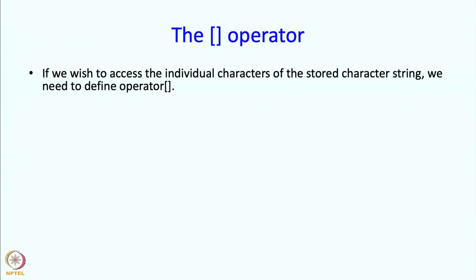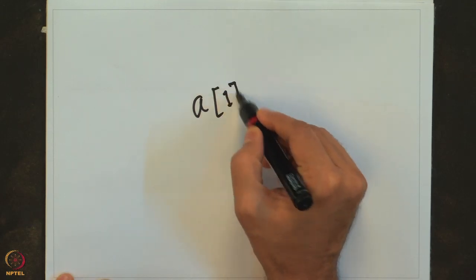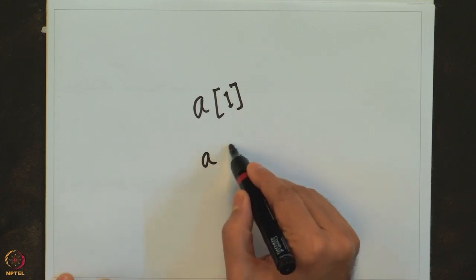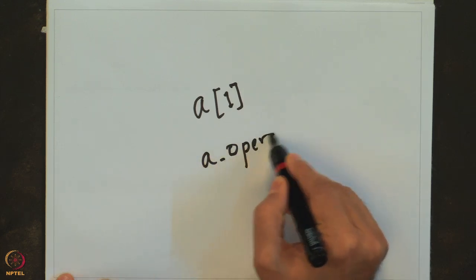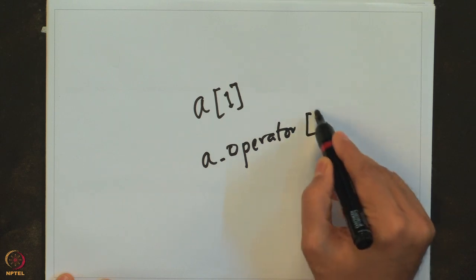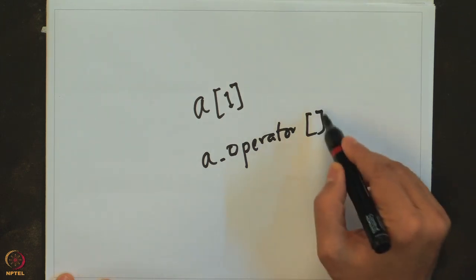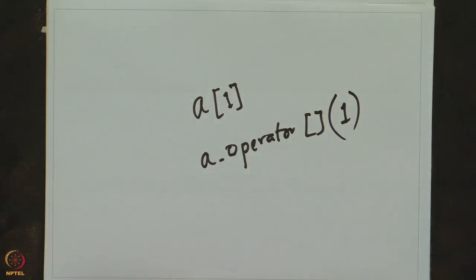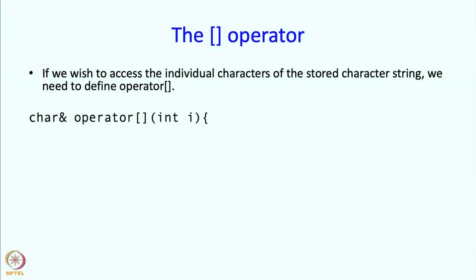As we know, if what has been written in the program is A[1], this is read by C++ as A dot operator square bracket, operator square bracket operating on 1. So this operator must be overloaded, and that overloading is quite simple.